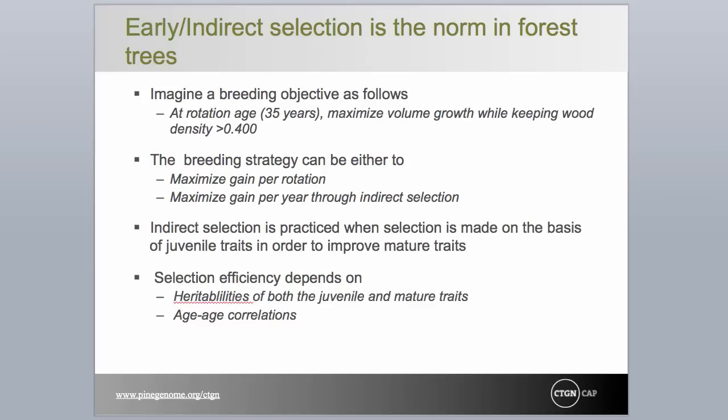Desired characteristics of surrogate traits include: 1. They possess relatively high heritability. 2. They provide a low-cost, high-precision prediction of the desired trait. 3. They exhibit excellent age-age correlation with the desired trait. And 4. They have no unfavorable genetic correlations with other traits of interest.